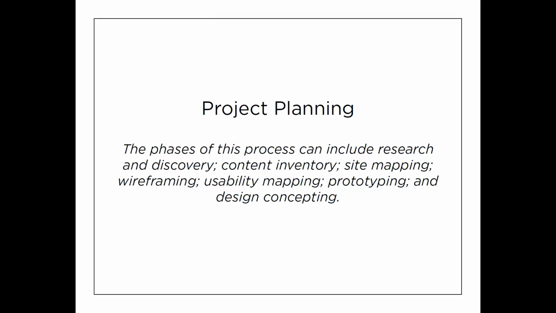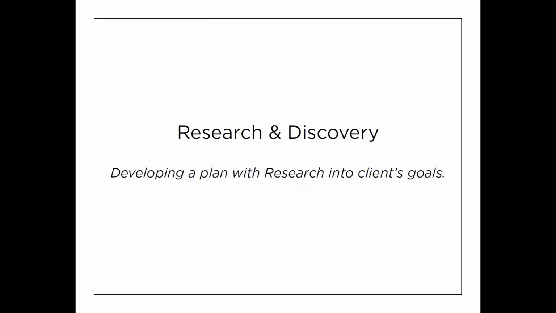So the project planning phases of this process can include research and discovery, content inventory, site mapping, wireframing, usability mapping, prototyping, and design concepting. All right, so a lot of the research that comes into play is figuring out what the company is, what kind of content they're going to be putting in, what kind of imagery you have, all that type of stuff, because you have to understand the client. This goes for graphic design as well. You have to understand what the client is doing in their company and who their audience is and all this type of stuff. So you have to develop a plan with research into the client's goals.